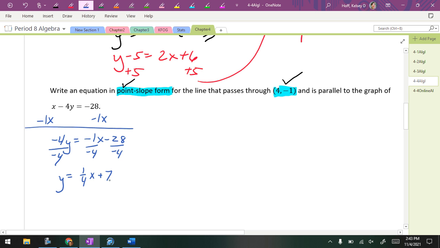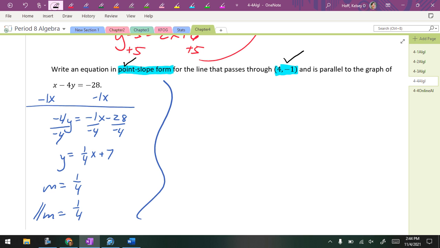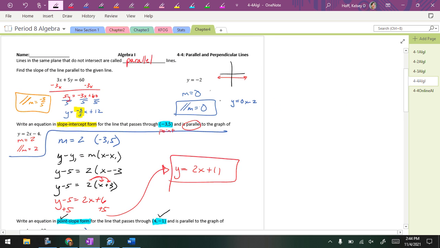Hey, in all reality, does the y-intercept matter? Because what is the only thing that really matters from there? The slope. Okay? The current slope is 1/4. If I want the parallel slope, I'm going to use 1/4. So what's the point they gave us?